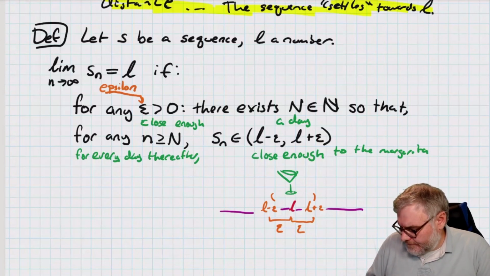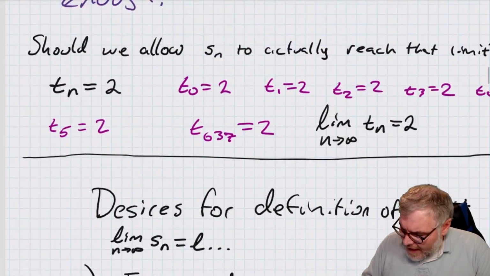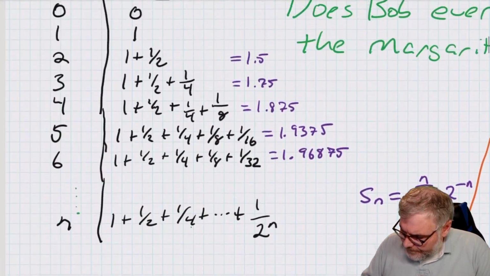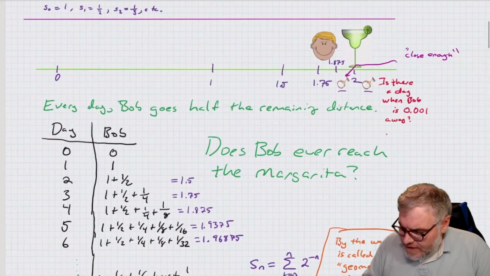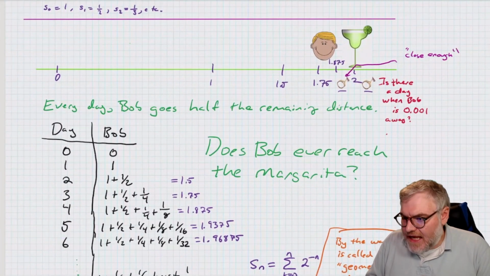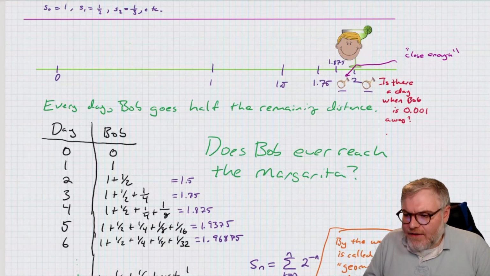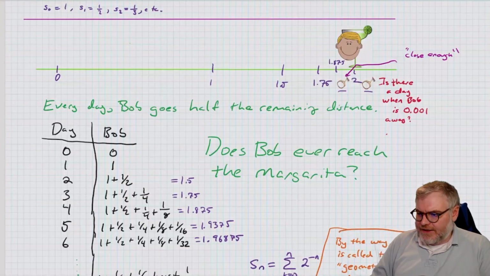Okay. And that's the idea. And compare that right here, right? For any day, for any close enough, there exists a day so that for every day thereafter, Bob is close enough to the margarita.